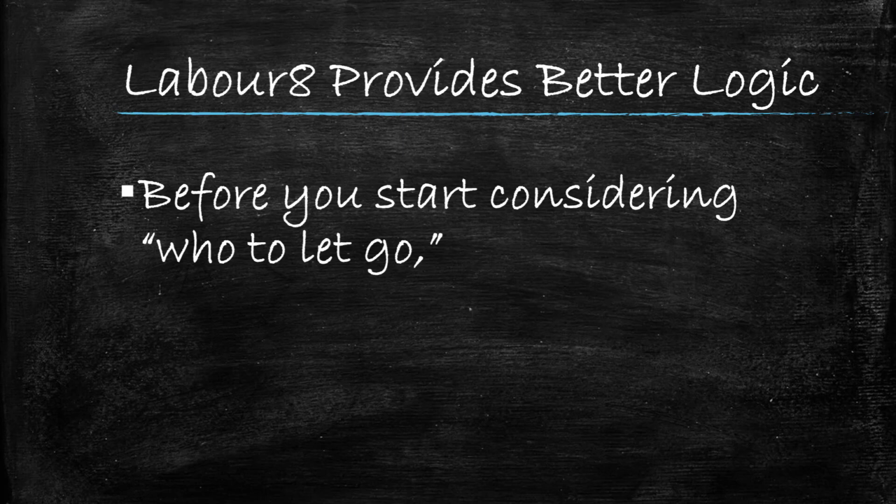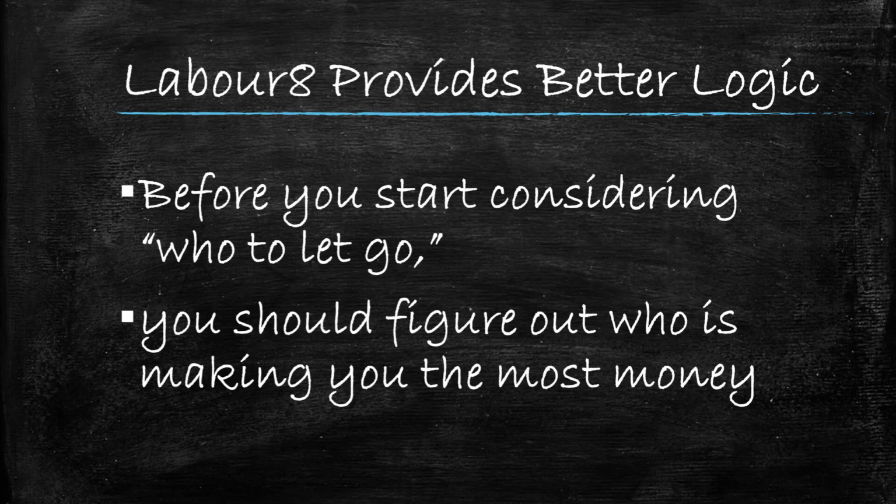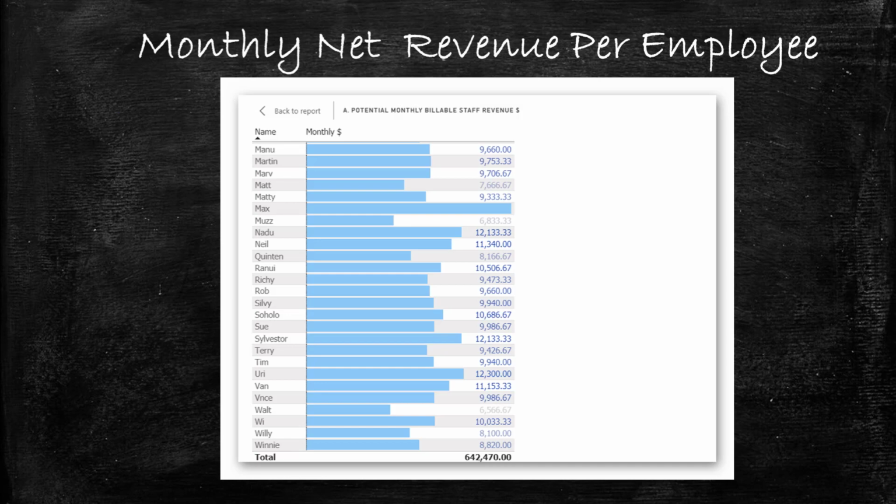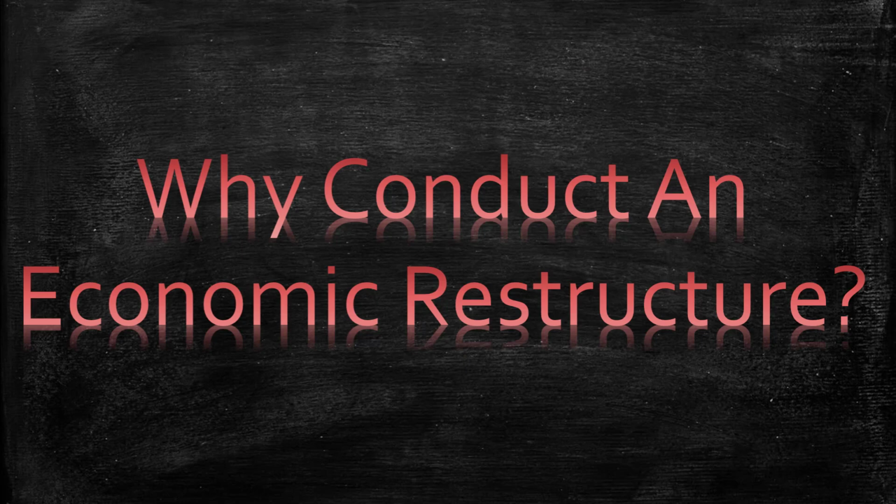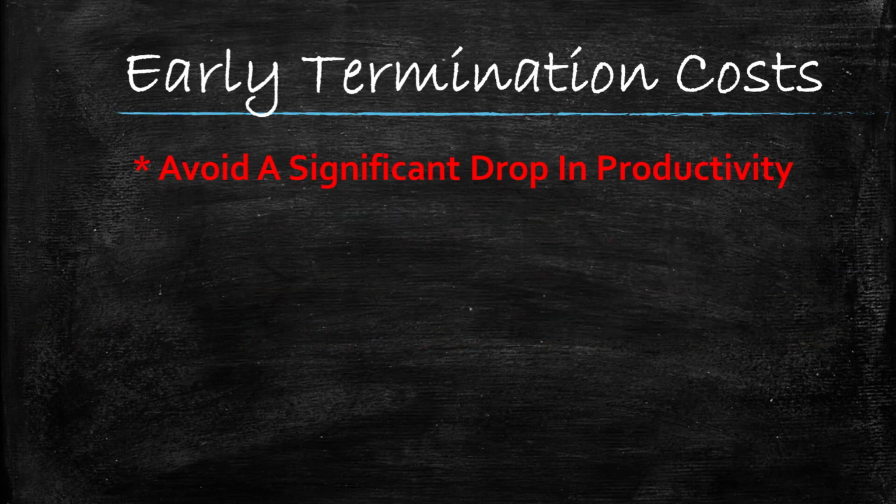Before you start to consider who to let go, you should figure out who is making you the most money. Because you're going through an economic restructure, you need to know what's the best position to be in after you've completed the restructure, and what position to be in so you don't have to repeat the process again. Why do we conduct an economic restructure? To avoid a significant drop in productivity, because productivity leads to profitability.